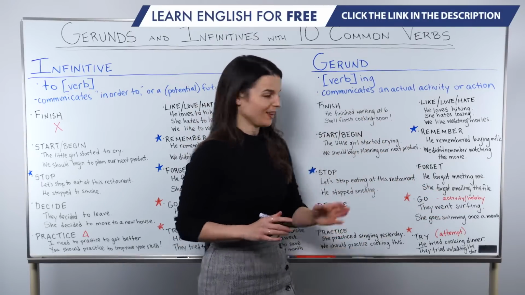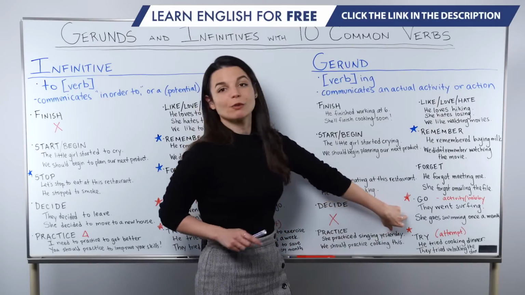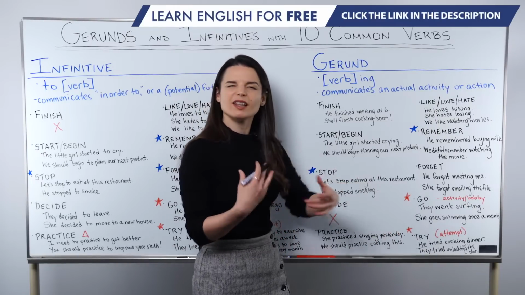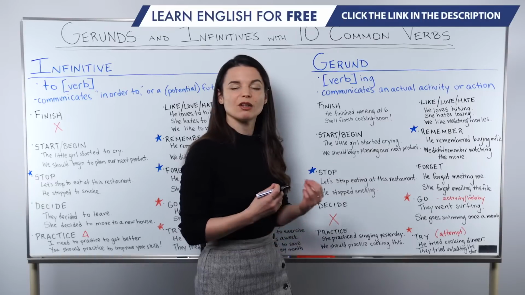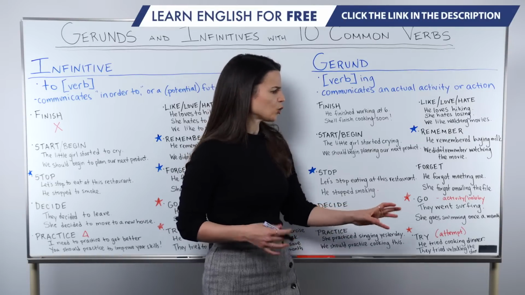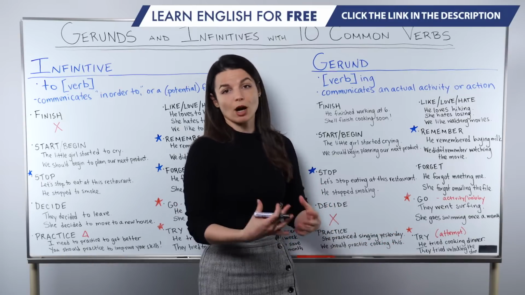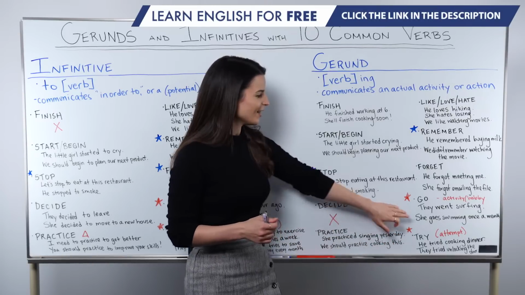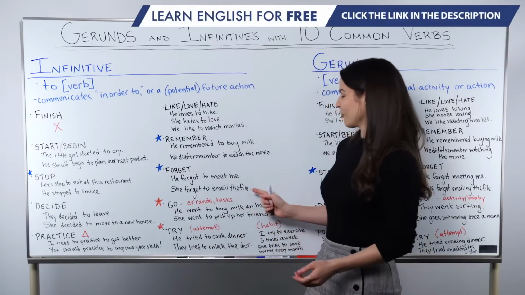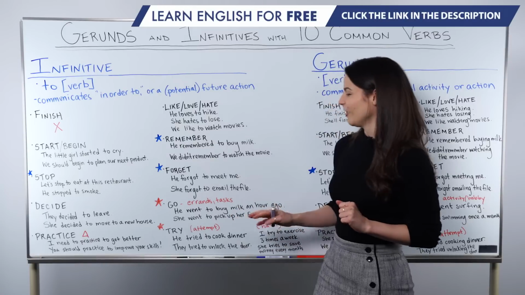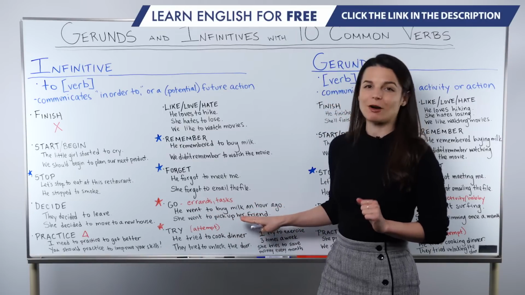Second example, she goes swimming once a month. So it sounds kind of unnatural to use the infinitive form here, as in she goes to swim once a month. We usually use the gerund form when we talk about our hobbies or our activities. On the other hand, if we try to use the gerund form in these sentences, it sounds very, very strange. It's not correct, so don't use it. For example, he went buying milk an hour ago.